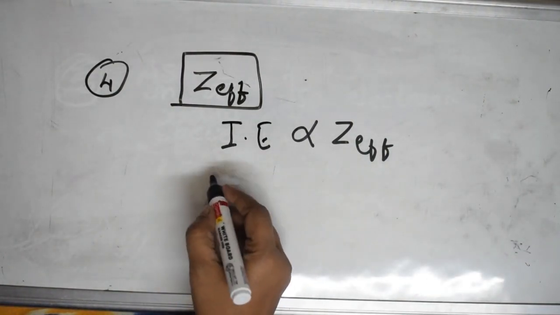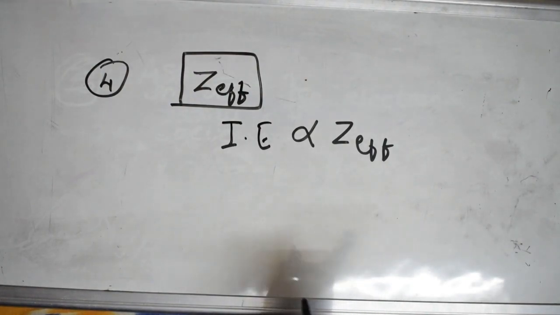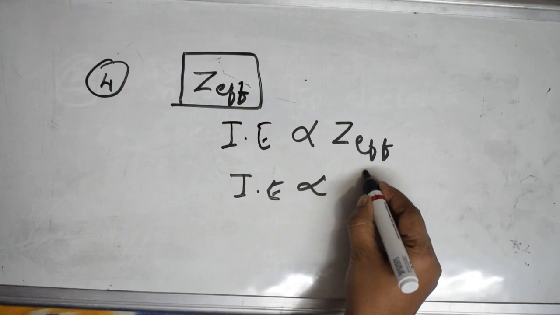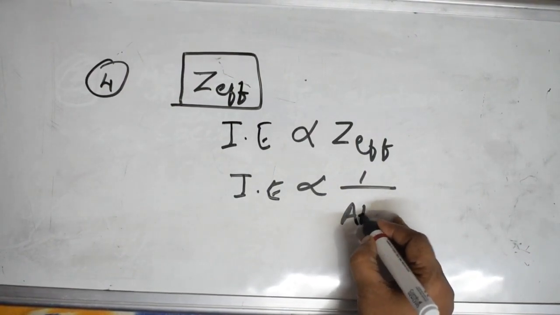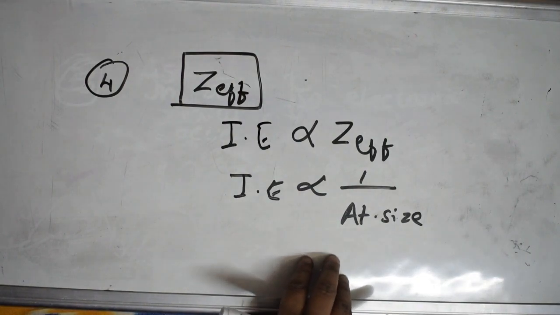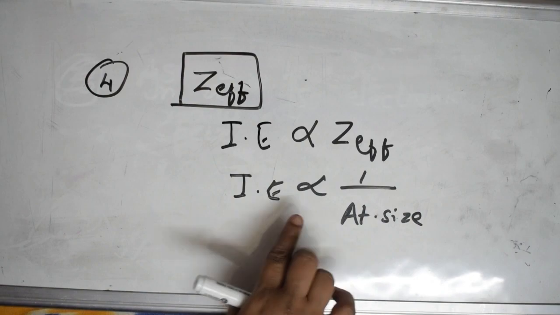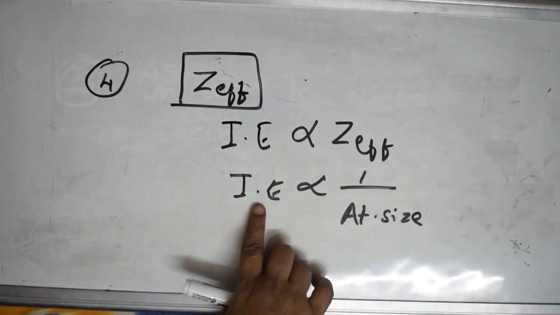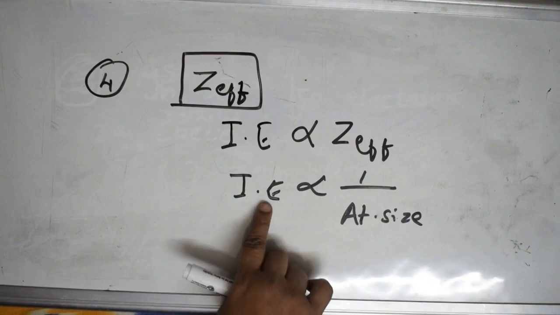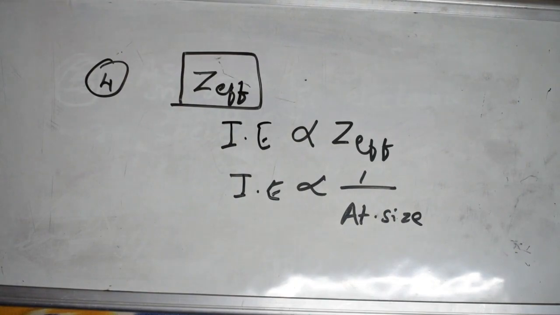Suppose if I have to speak in terms of atomic size, remember, ionization energy is indirectly related to atomic size. Remember this. The bigger the atomic size is, I require less energy to pull out the electron. Simple as that, isn't it? Yes. So this is in terms of the Z effective and ionization energy and atomic size, right?